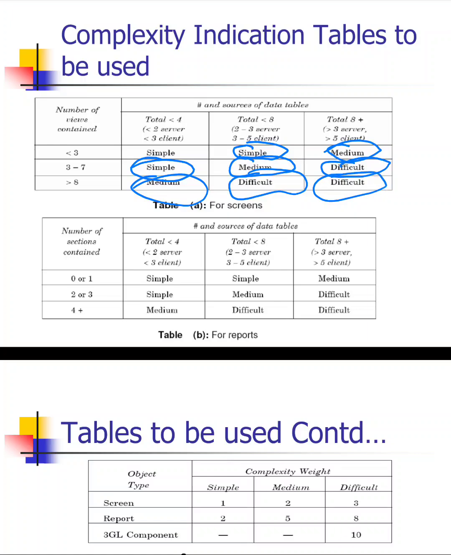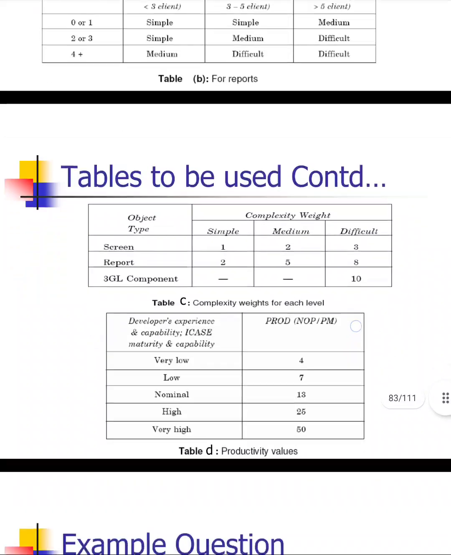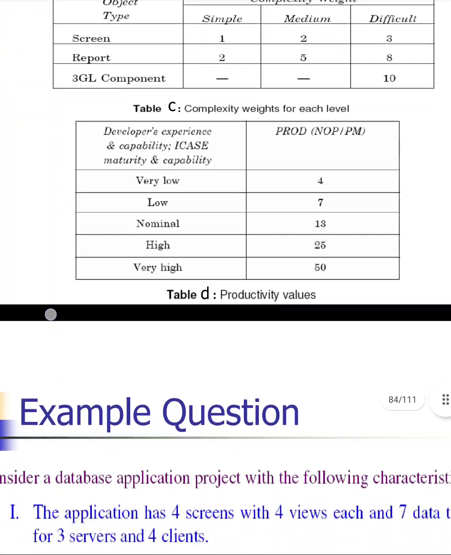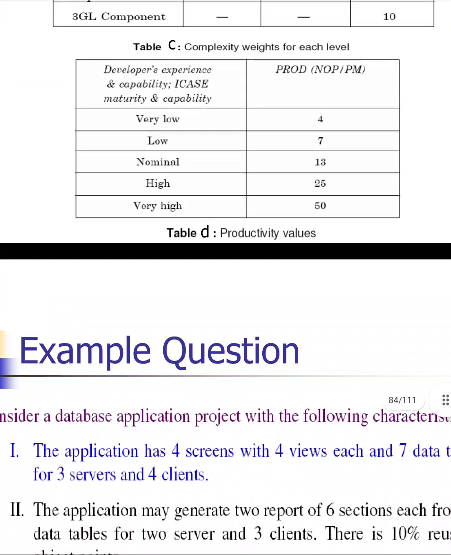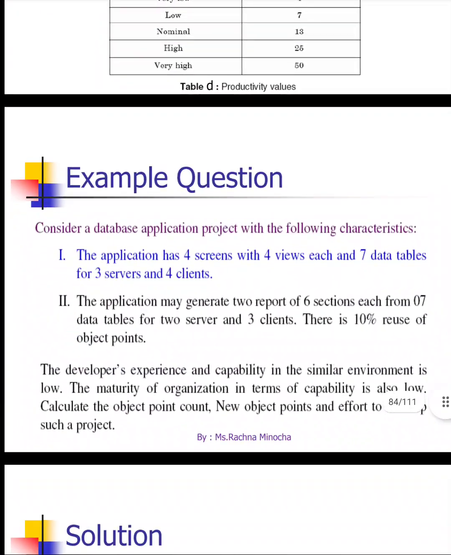So this is a table that we have to know, and the values will be given, and we just have to see what values are given and act accordingly. These are the complexity weights and these are the productivity values. Very low means 4, low means 7, nominal means 13, high means 25, very high means 50. Now see the example question and you will understand whatever I was trying to explain.